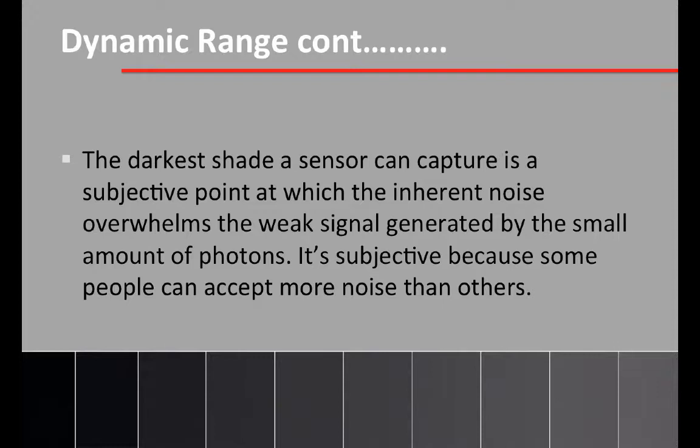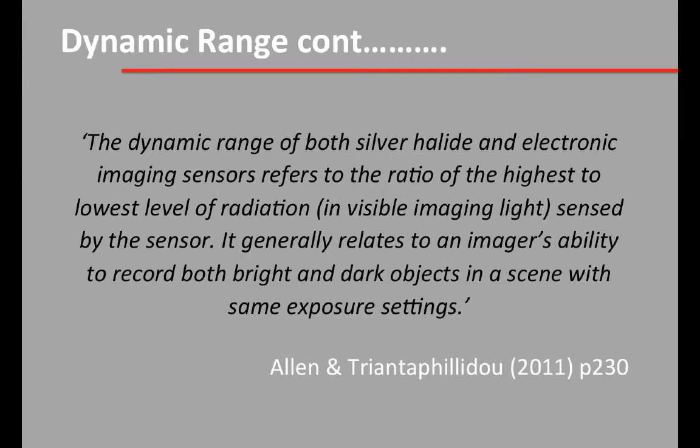Now, we'll talk about that a little bit more later on in this lecture, when we talk about how these digital devices actually work in a linear fashion as well. I think this definition captures what dynamic range is, both for silver halide, which is film, and electronic imaging sensors. So the dynamic range of both silver halide and electronic imaging sensors refers to the ratio of the highest to lowest level of radiation in visible imaging light sensed by the sensor.